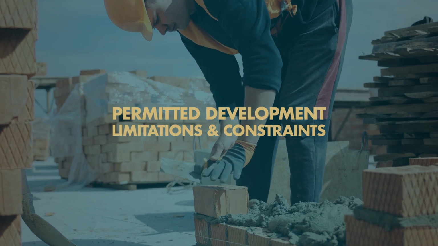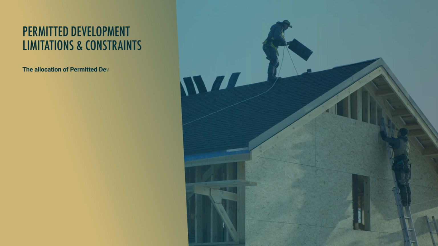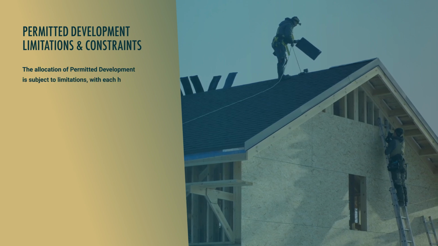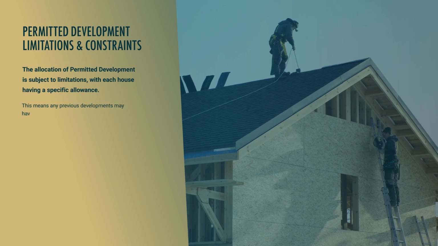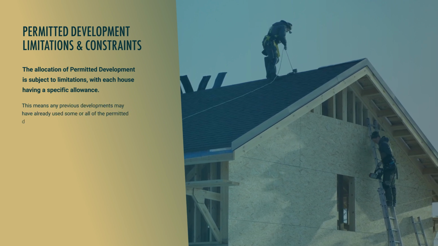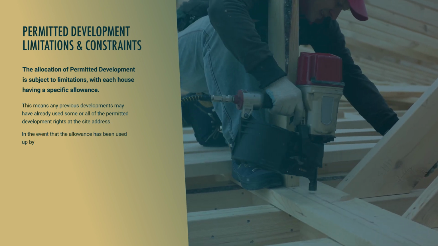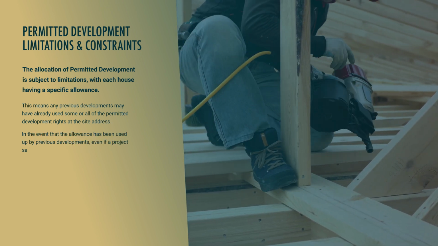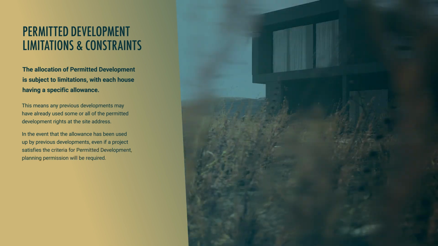Permitted development limitations and constraints. The allocation of permitted development is subject to limitations, with each house having a specific allowance. This means any previous developments may have already used some or all of the permitted development rights at the site address. In the event that the allowance has been used up by previous developments, even if a project satisfies the criteria for permitted development, planning permission will be required.